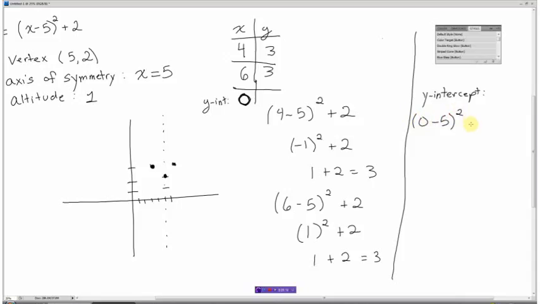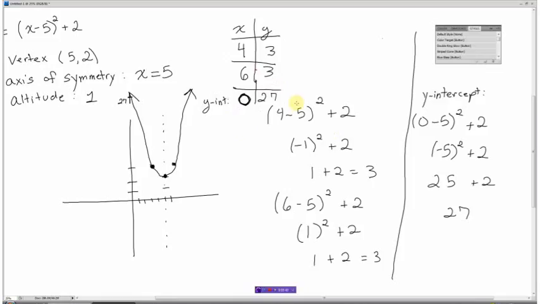0 minus 5 squared plus 2, which is negative 5 squared plus 2, which is 25 plus 2, which is simply 27. So now you know that it's actually going to cross way, way, way up here. Let's say that's 27. Which kind of lets you see the shape. This is really a tight kind of a U. That makes sense. And again, I don't know if your teacher is requiring this. I just wanted to show it to you if she is. If not, then you've already gotten yourself enough information.